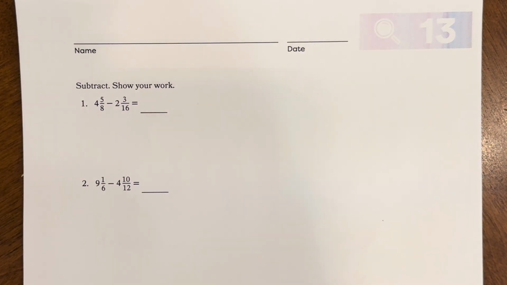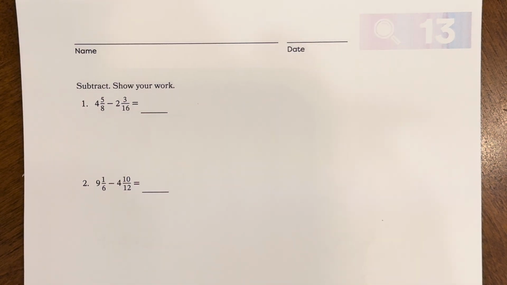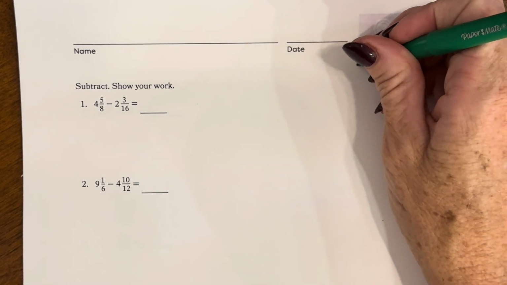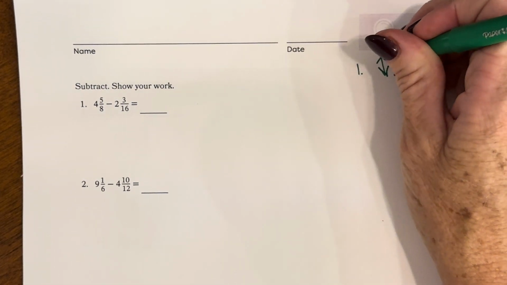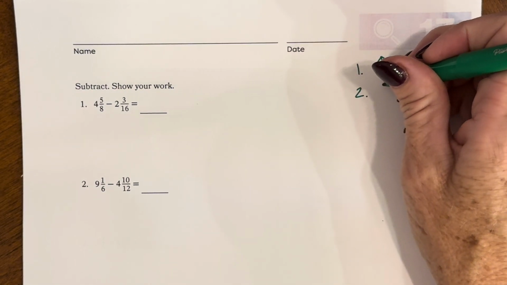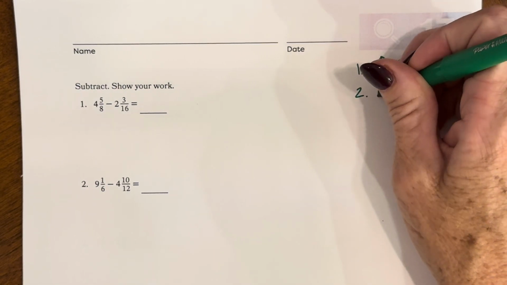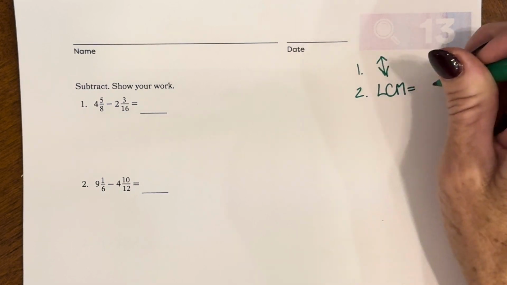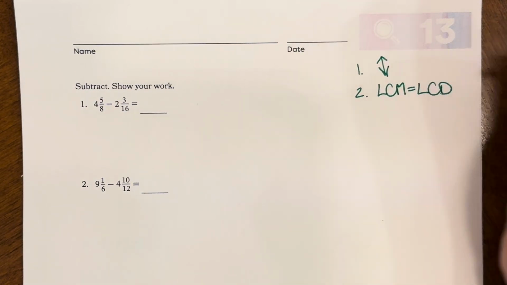Tonight we are on Module 2, Lesson 13, and we are going to continue with subtraction. I just want to remind ourselves of our steps that we've been using. Remember, we are first always going to set up our problems vertically. Then we are going to find common denominators, which is the least common multiple, our least common denominator.